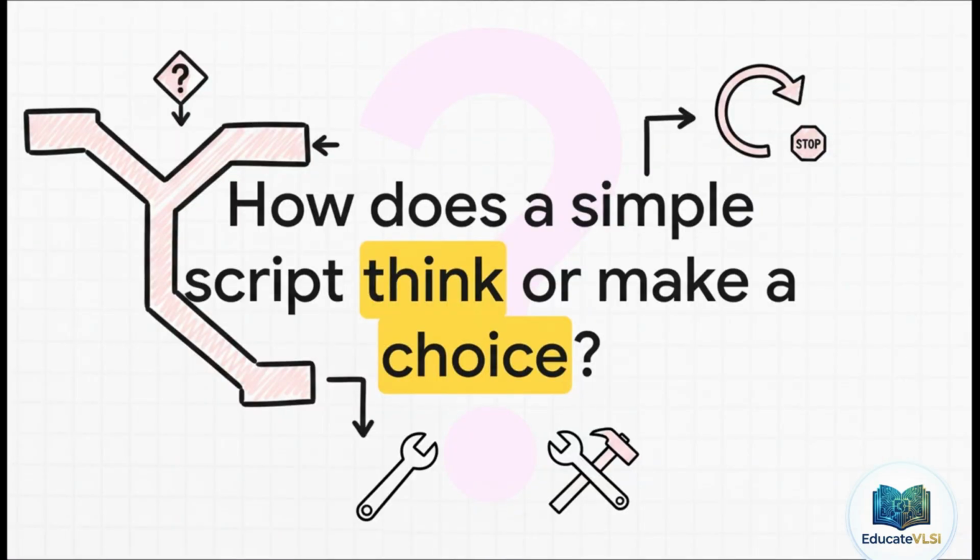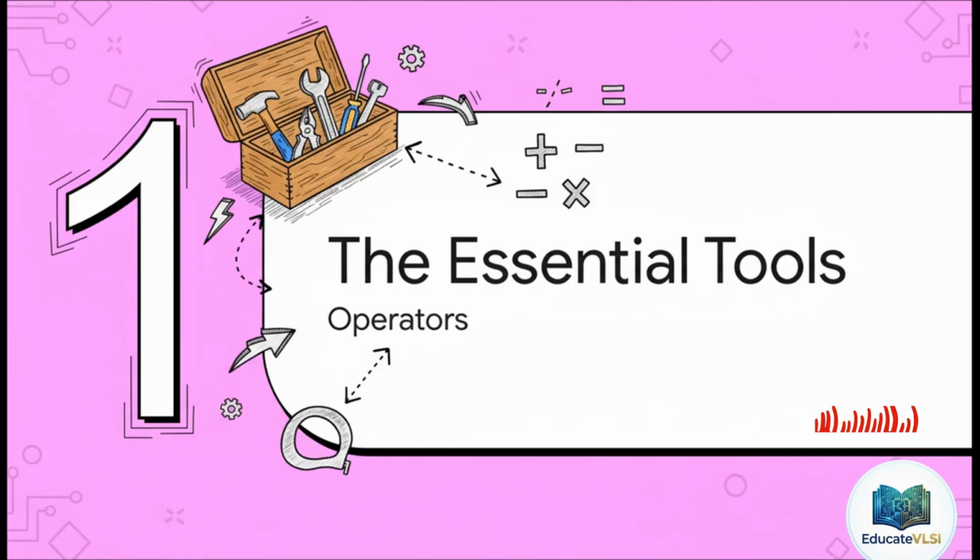Right? I mean, how does a program actually make a decision? How does it choose to go down one path instead of another, or know when it's supposed to stop? That's the big question we're tackling, and spoiler alert, it isn't magic. It's all about having the right tools for the job. So let's open up this toolbox.